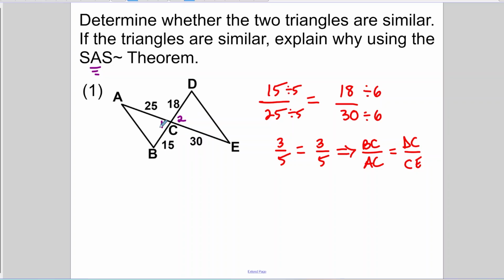But now let's think about, are these angles congruent? And we could say these angles are congruent because they're vertical angles formed by intersecting lines. So next I'll just say that angle 1 is congruent to angle 2. And in parentheses, I'll just say that vertical angles are congruent.